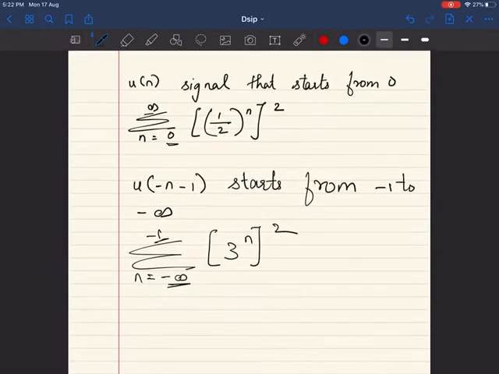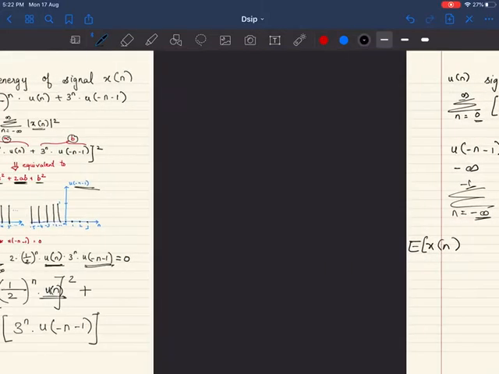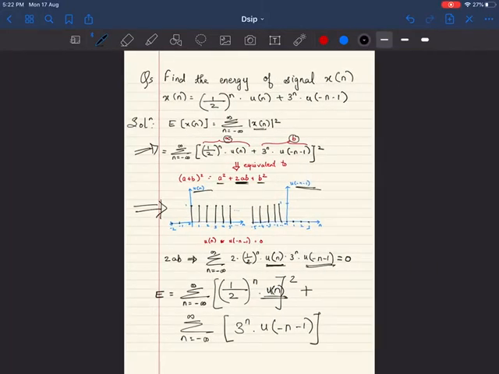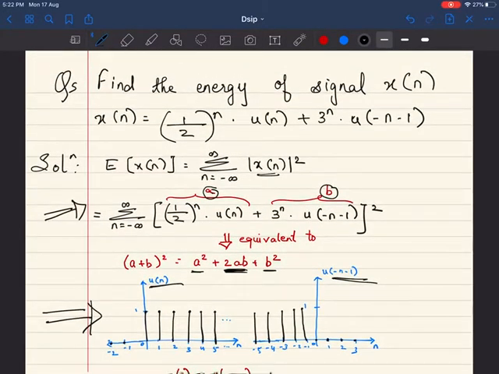Okay, now I continue with the entire energy equation E of x of n. Okay, let me just revise with what I have actually done over here. I started with putting the question in the energy equation right here, x of n.